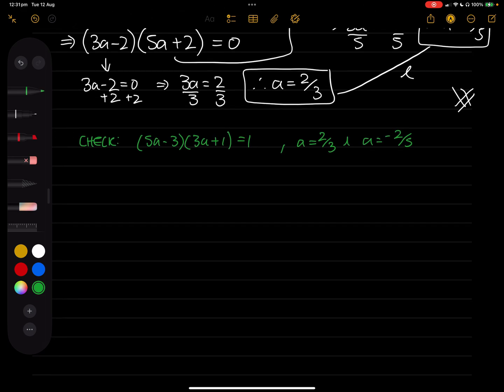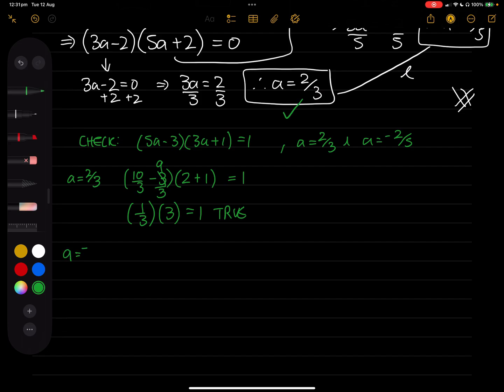Well, if a is 2/3, we get 5 times 2/3, which is 10/3, minus 3, times 3 times 2/3, which is 2, plus 1, equals 1. 10 on 3 minus 3. Well, 3 we could write as 9 on 3. 10 on 3 minus 9 on 3 is 1/3. So we get 1/3 times 2 plus 1 is 3. This equals 1. This is true. So 2/3 definitely checks out.